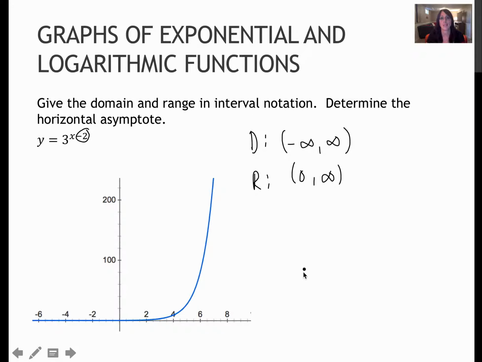The horizontal asymptote, horizontal of course being this one, would be the line y equals 0, again because we did not shift it up or down.